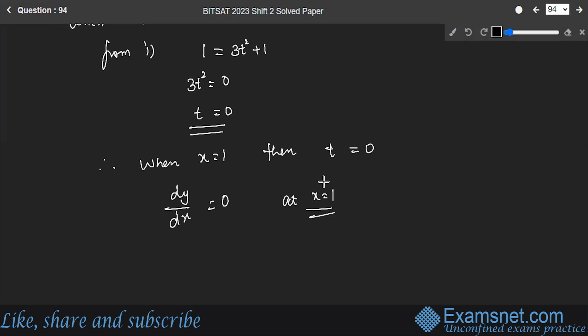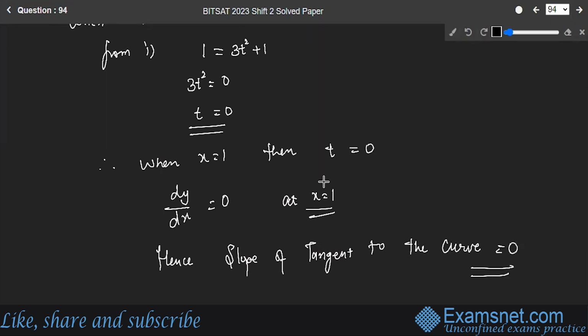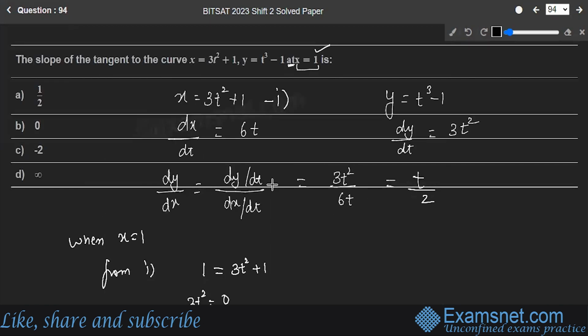So, the slope of the tangent to the curve is equal to 0. That makes option B the right answer. Hope you understood that. Let's move to the next question, 95.